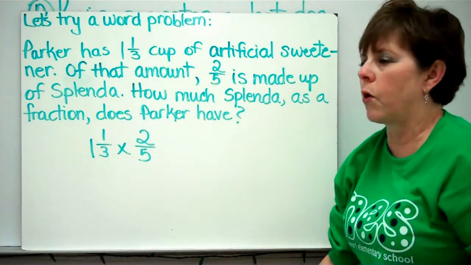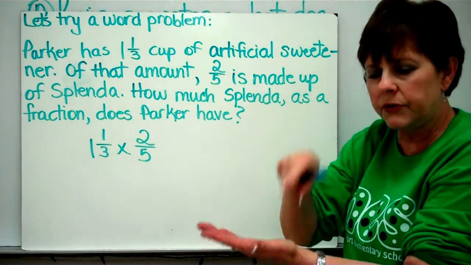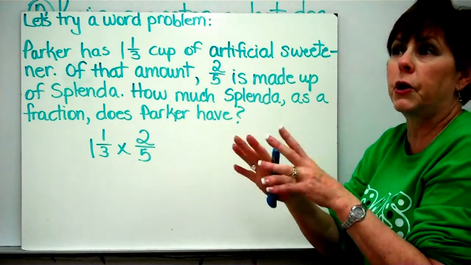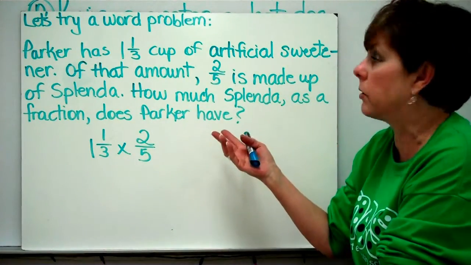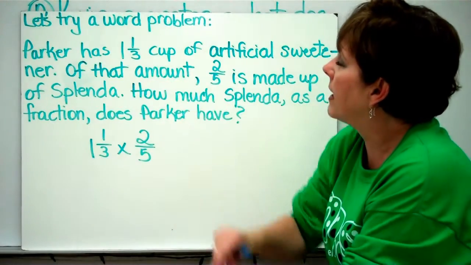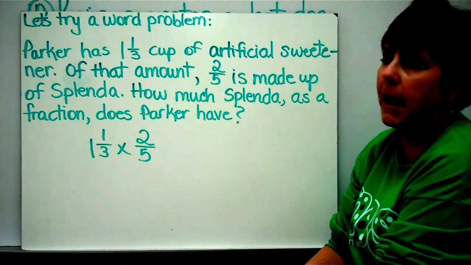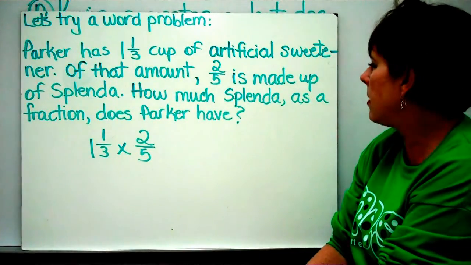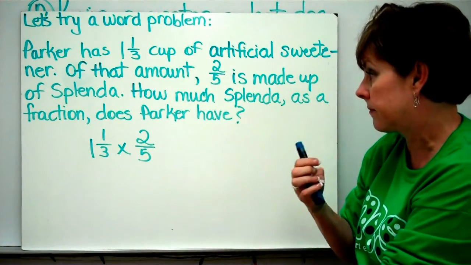Now, let's try a word problem. See how you do this, because this doesn't say use this operation like the other ones did. You have to determine what operation to use by the way the words are used or the words that are chosen. All right, Parker has 1 1/3 cup of artificial sweetener. Of that amount, 2/5 is made up of Splenda. How much Splenda as a fraction does Parker have?